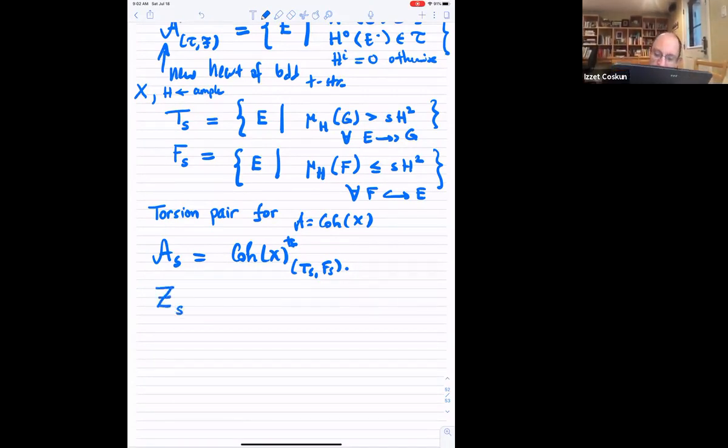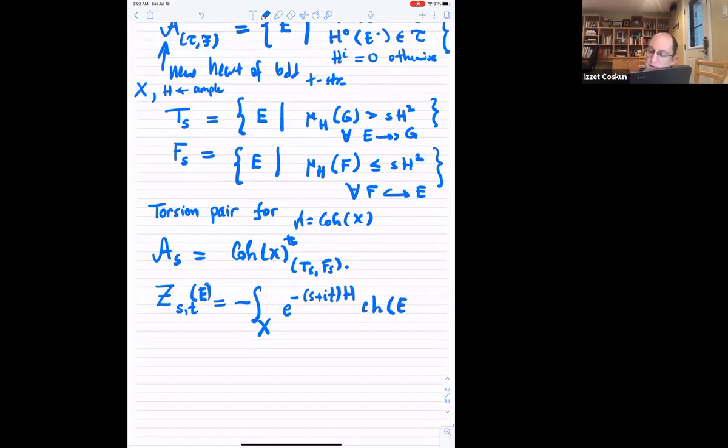So this Z will depend on two parameters. This S is the same as that S, and then I'll have, and I want this to be minus the integral over X, so e to the minus S plus ITH times the ch. So, it's going to be like this.